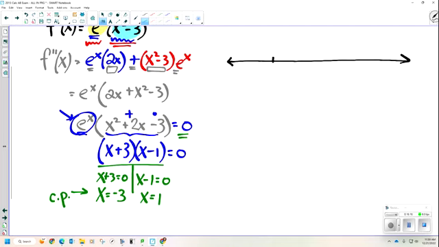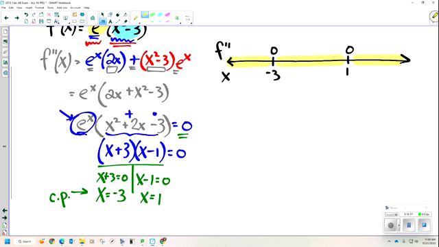Here's where x is -3. Here's where x is 1. These x values are where my second derivative is equal to 0. I am once again going to check these intervals here, here, and here, and I'm going to see where my second derivative is positive or negative.